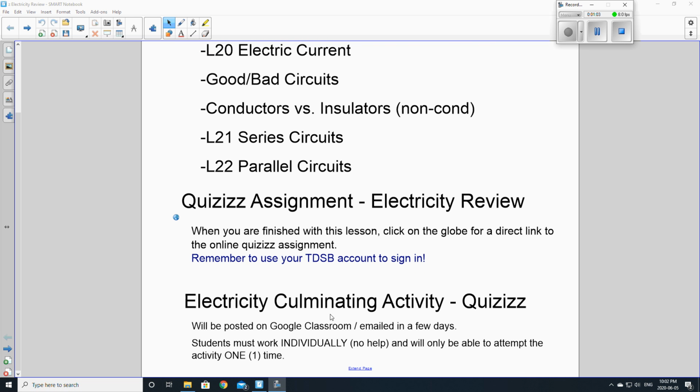This won't be posted until a few days later, but our electricity culminating activity will also be on quizzes. It's going to be posted on the Google Classroom or else emailed in a few days, okay? For this electricity culminating activity, I just wanted to remind everyone that students must work individually, so no help from parents or support people, okay? Someone can read it to you, but if you remember, you can turn on the read aloud function so that even though there's no parents around, you can still read it aloud on your own, okay?